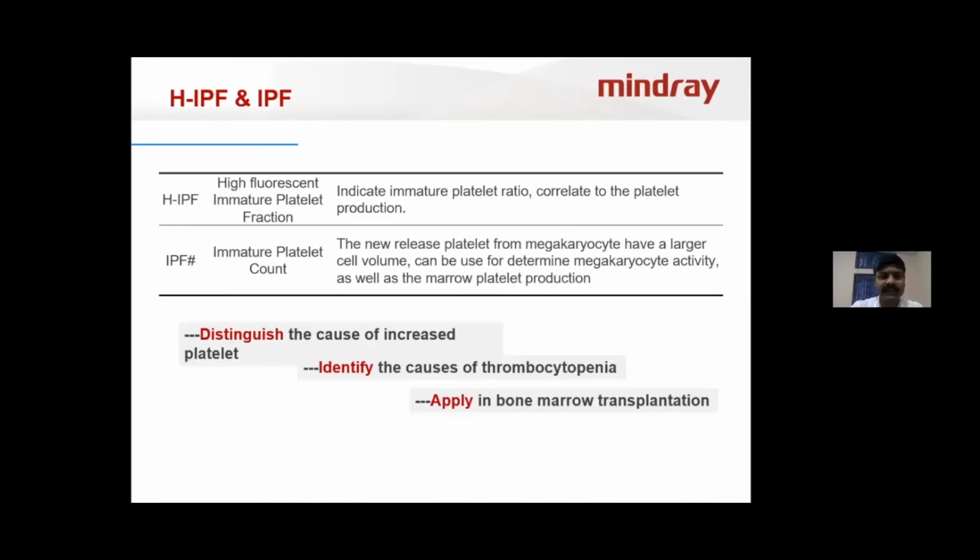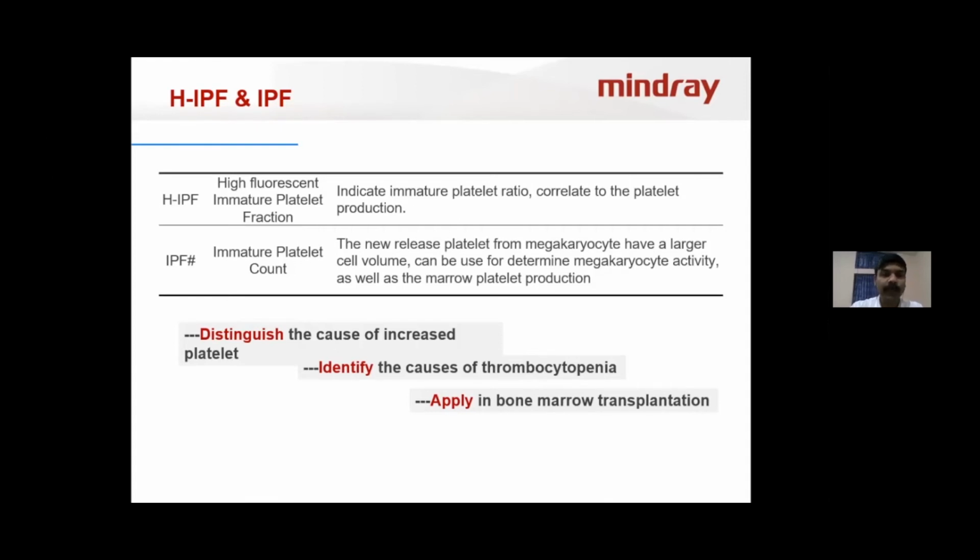Why? Because in some patients, the occurrence of larger platelets, not the immature ones, may give you a falsely elevated IPF value, like in some patients from the northeast region, who may have a higher IPF compared to people in other parts. They may have a larger platelet size and the IPF may be increased. So in order to differentiate the platelets which really have more DNA RNA content, we can use the HIPF, that is the high fluorescent immature platelet fraction.